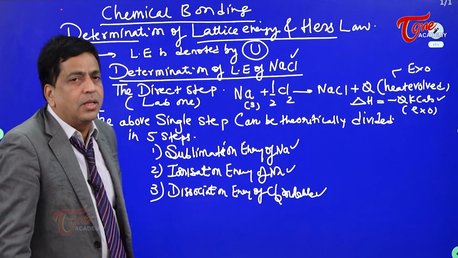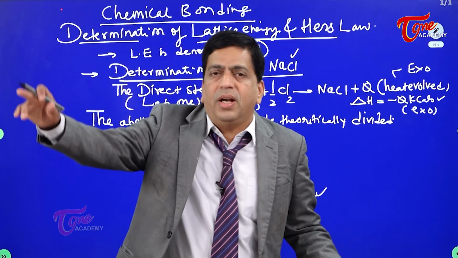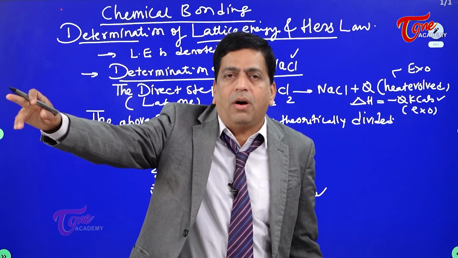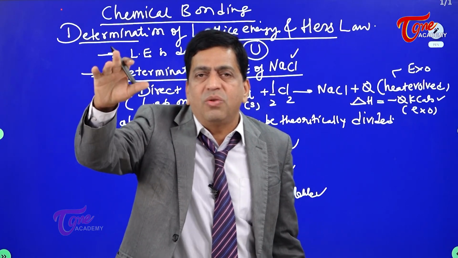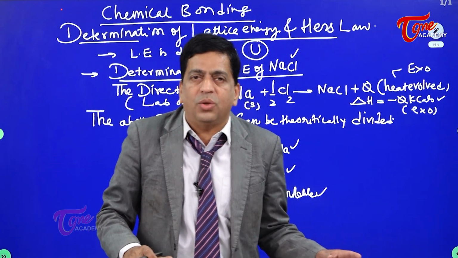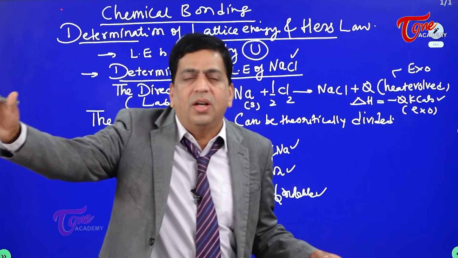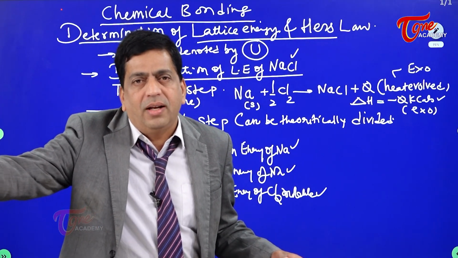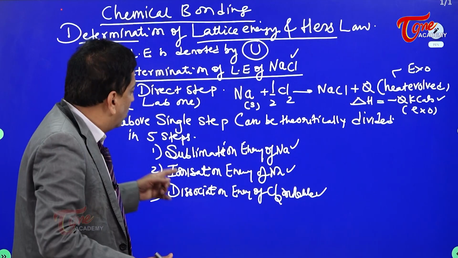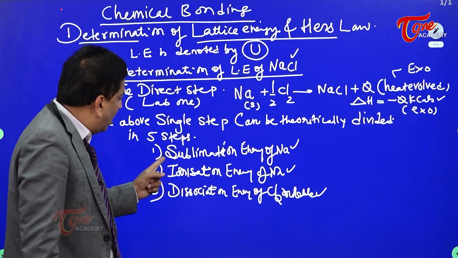I would like to give details, but understand what we are doing: the above step, which you have done in the laboratory where sodium chloride is formed, is now split into 5 theoretical steps, right? This is done in the classroom. So I'm basically comparing the classroom lecturing versus what? The thing which is done in your laboratory. That's what we are trying to do. So remember, this single step is divided into 5 steps.